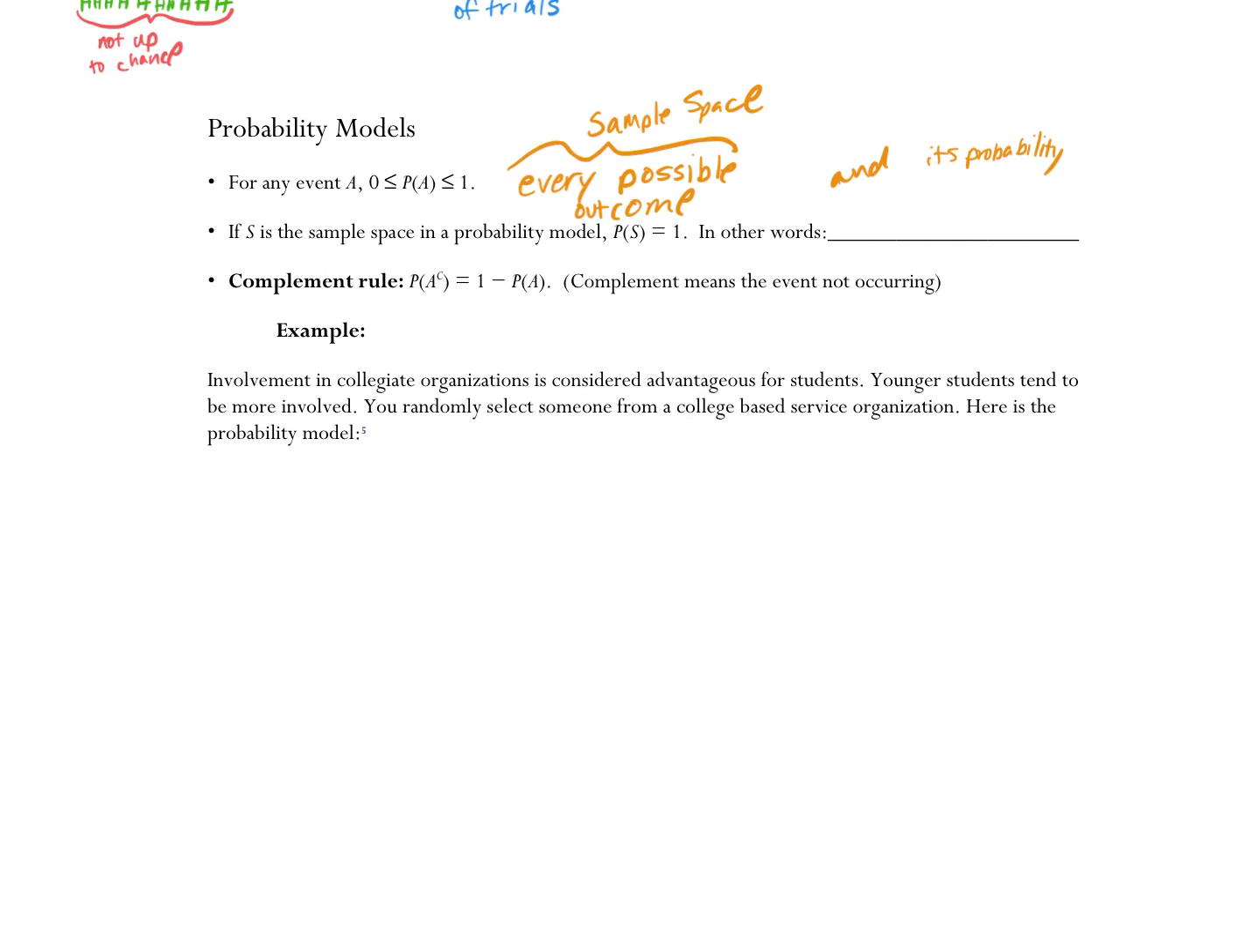So, the probability of everything in a sample space needs to add to 1. In other words, if I'm rolling this dice, 1 through 8, the probability of a 1 is 1 in 8. The probability of a 2 is 1 in 8. The probability of a 3 is 1 in 8. What's the probability if I add up every possible outcome? 1. Is everybody good? Okay.